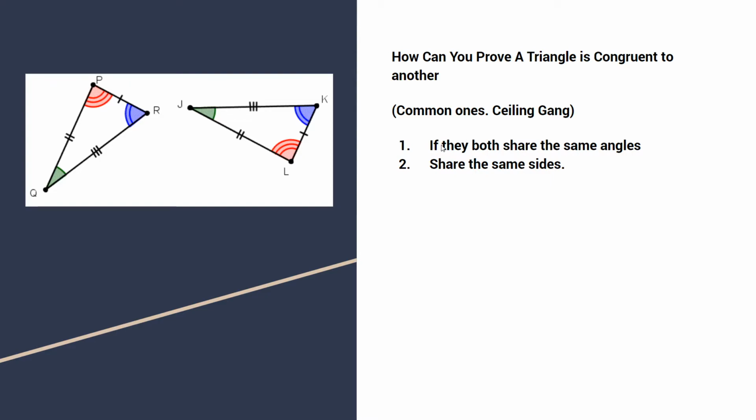Same side, same angles, same size. Like we said in the first two slides, these are the two common ways. Same sides, same angles, all congruent. That makes them congruent triangles.